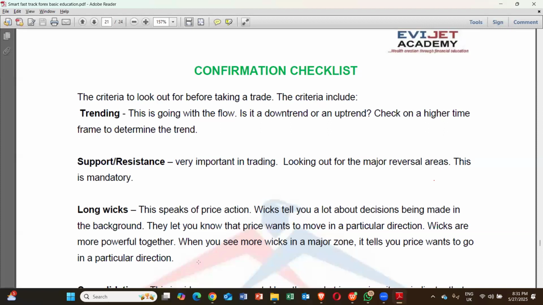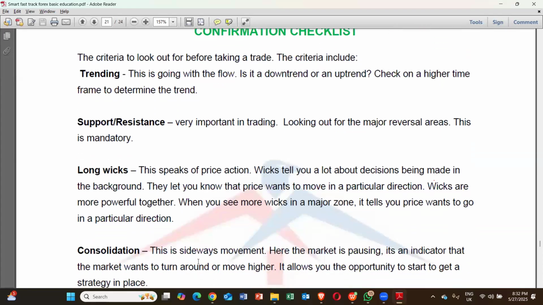Now, when you have multiple wicks at a point of interest, that tells you that if we are on the sell side, the sellers are withdrawing, the sellers are weak. Now the buyers are beginning to come in. You'll be seeing more wicks in that market. I will show you when we get to the chart.